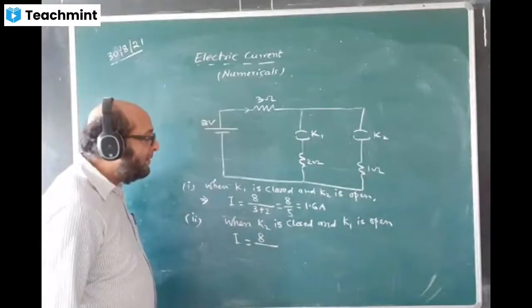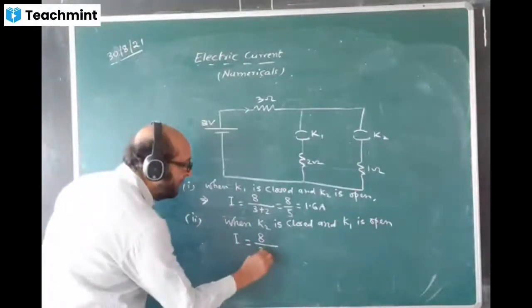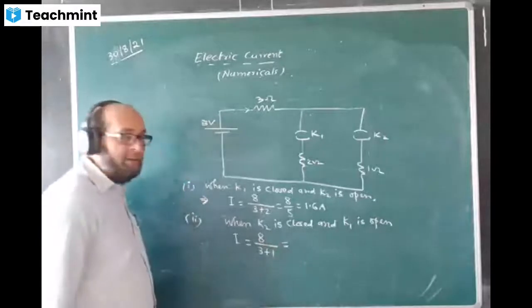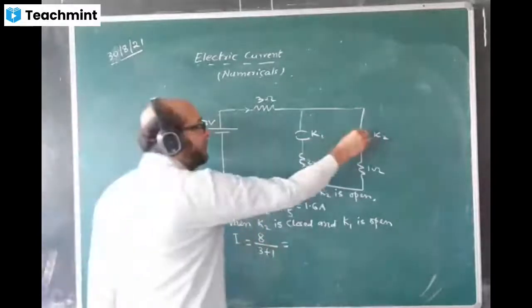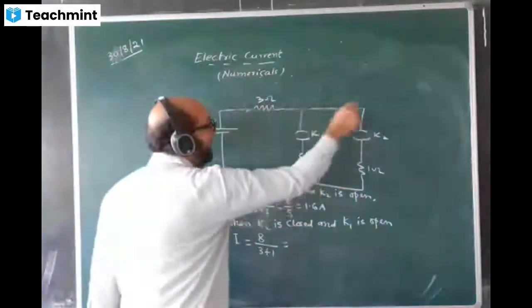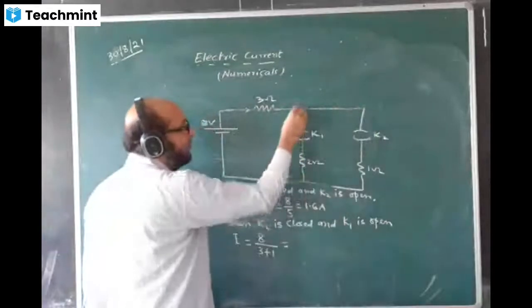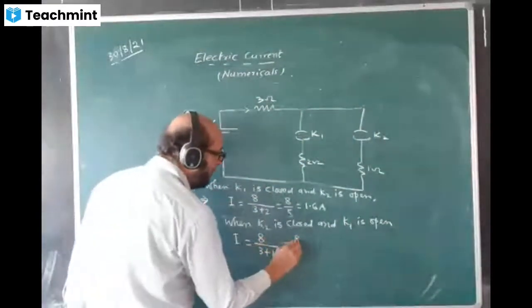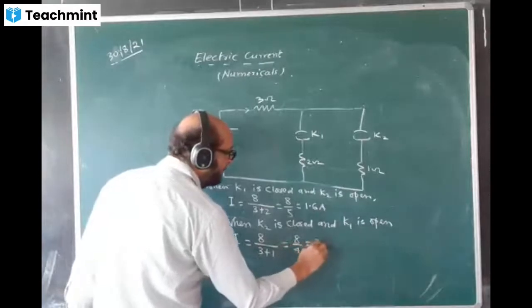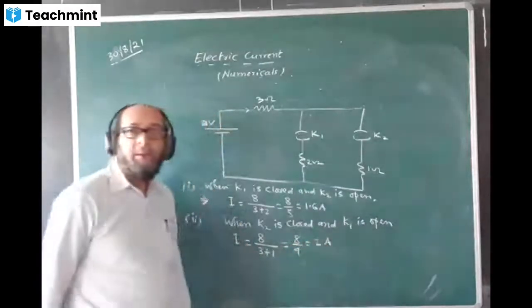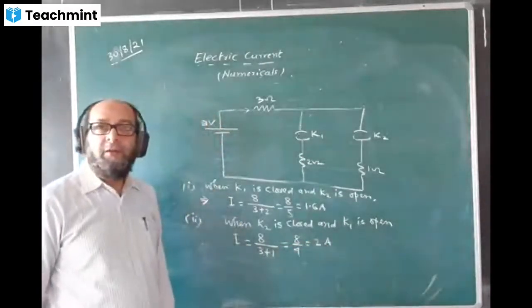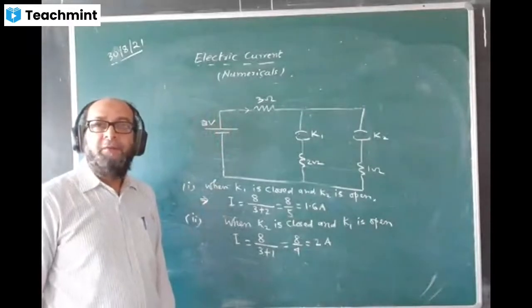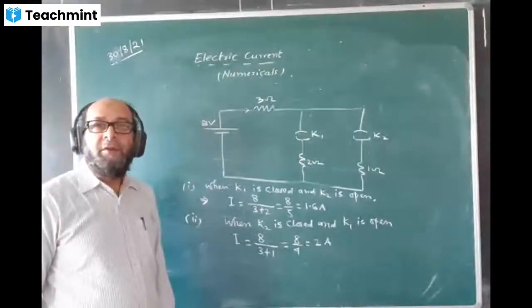3 plus 1. Very good, you understood it. Because this switch is closed, current will flow this way, and current will not flow this way. So 8 by 4. The answer is 2 ampere. 2A means ampere. Finish. Have you understood?